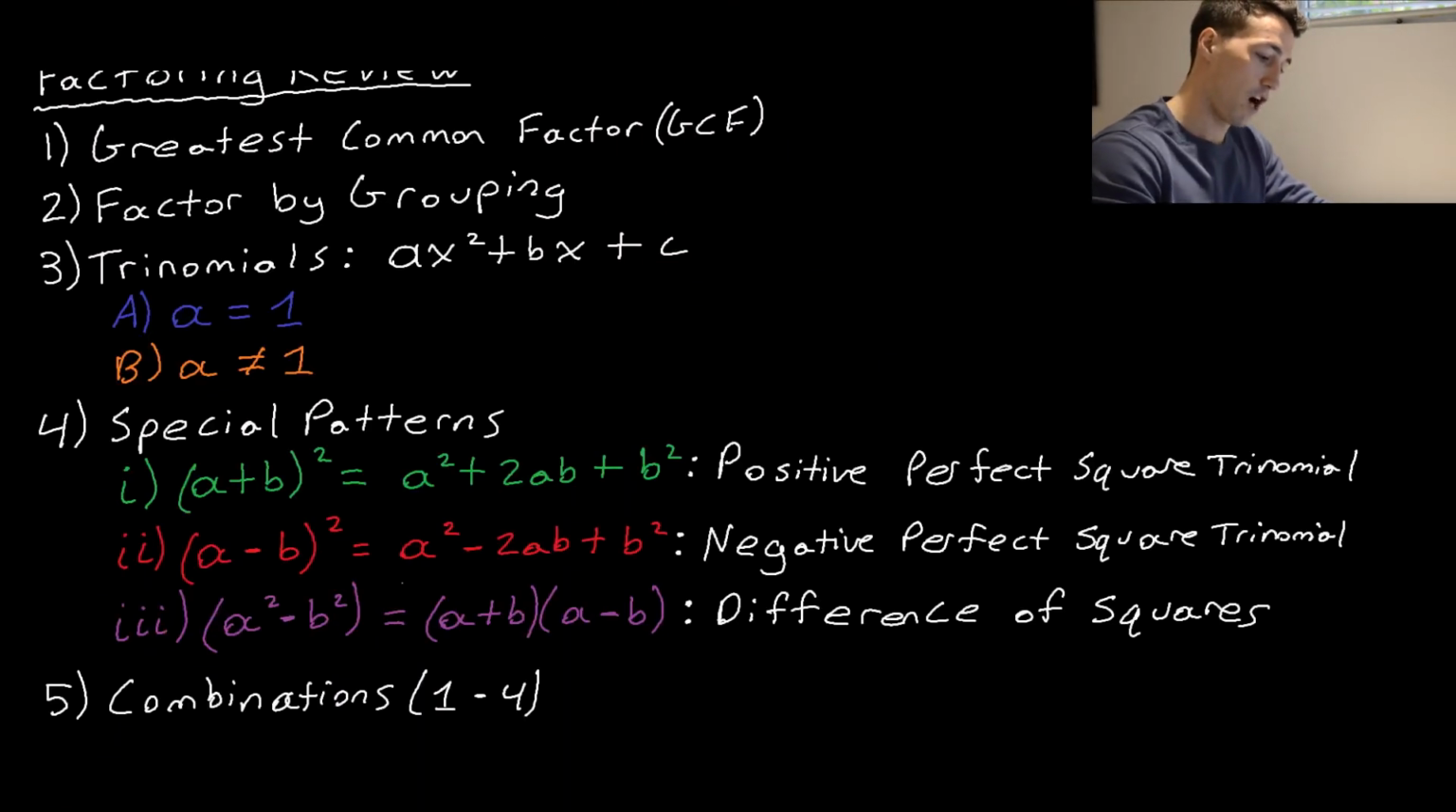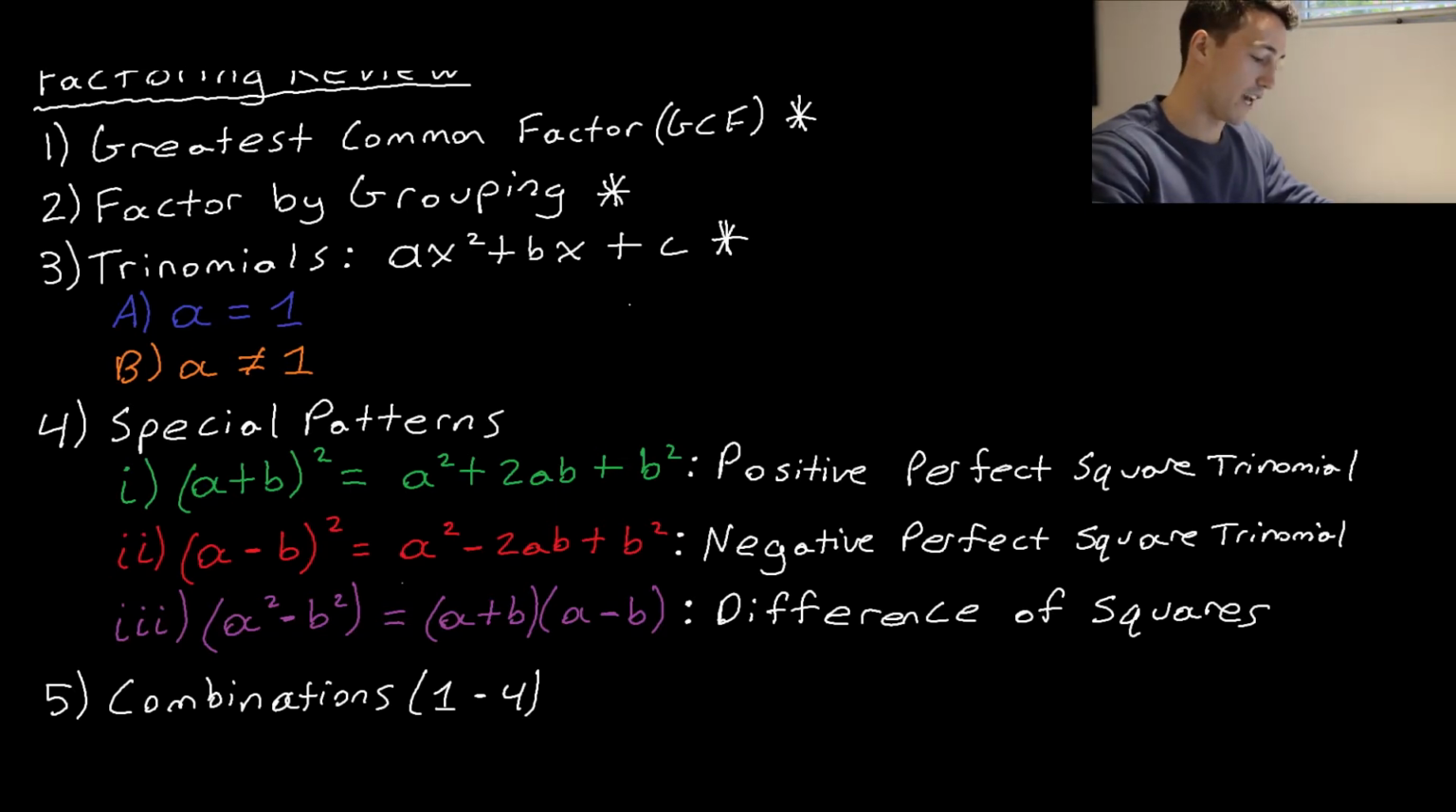So, like I said, we're going to be going over factoring. And more specifically, we're going to talk about the greatest common factor, which is right here, which is also known as a GCF. We're going to be going over factor by grouping, and trinomials, which are of the form ax squared plus bx plus c.